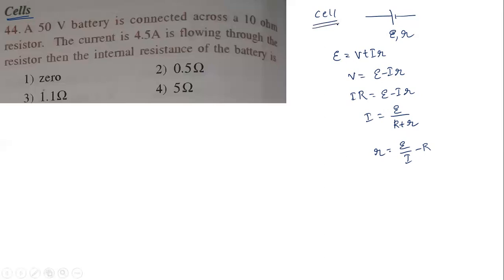Now what about the combination? There are different possible combinations. Series combination, parallel combination. Let's say series combination. The effective EMF becomes E1 plus E2 plus so on plus En. The effective internal resistance becomes R1 plus R2 plus so on plus Rn.